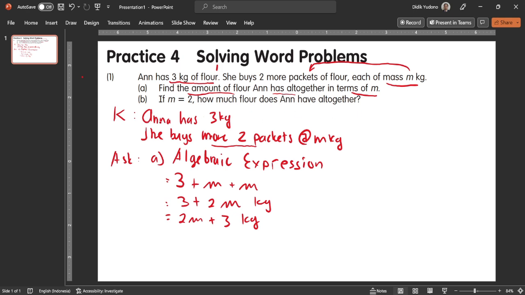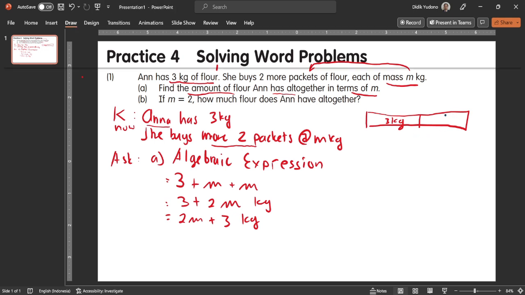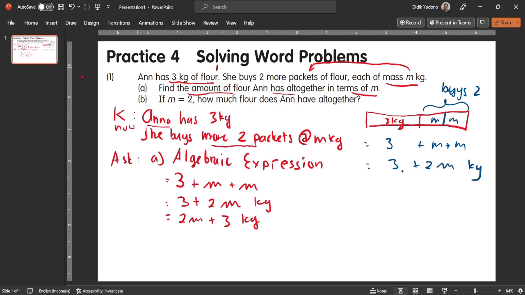Besides identifying the information, the values or numbers, you can also use a model like this. For example, at first she has 3 kilograms, but then she buys 2 more, each with mass of m kilogram. So we have 3 plus m plus m, and simplify, 3 plus 2m kilogram, the same answer. So you can use this strategy, or you can use the model to help you identify the information.